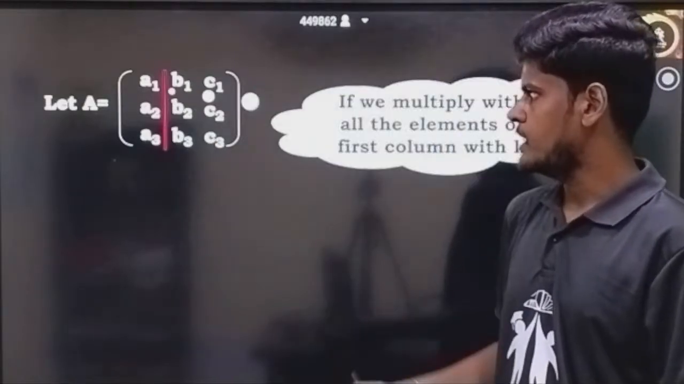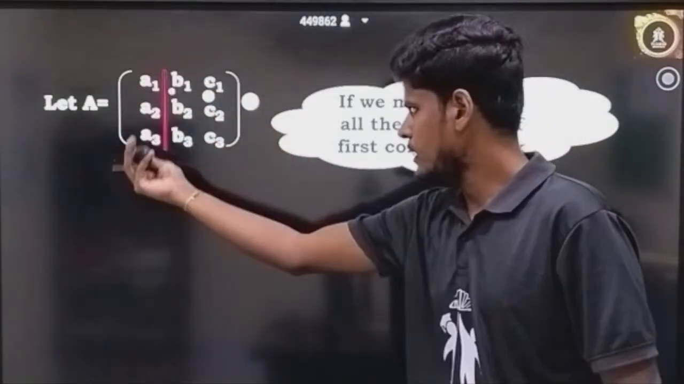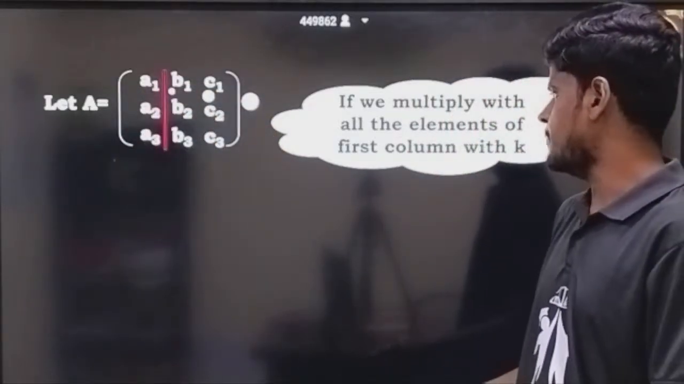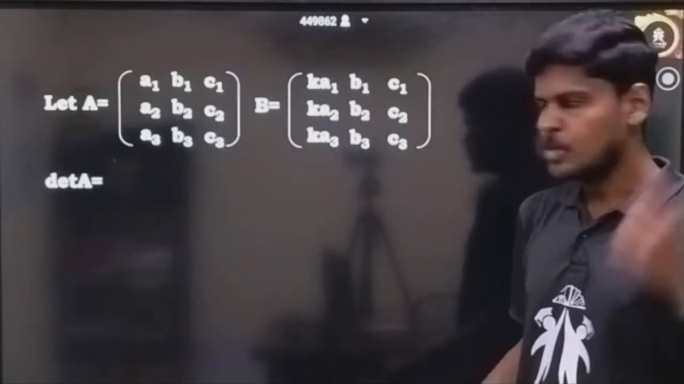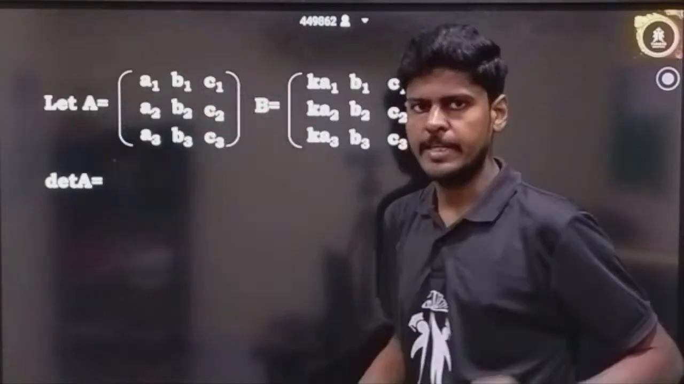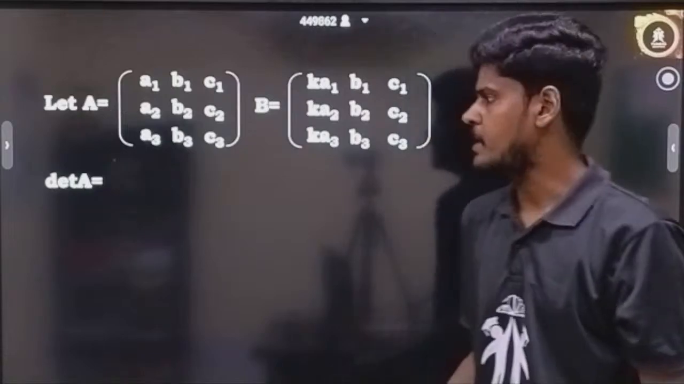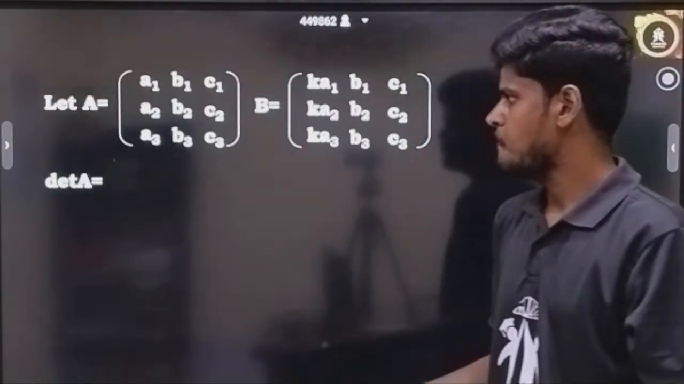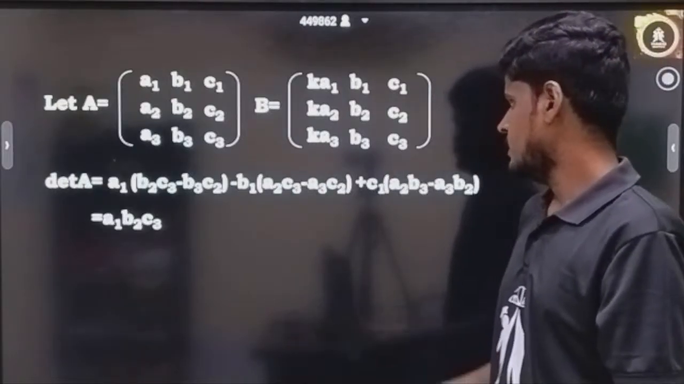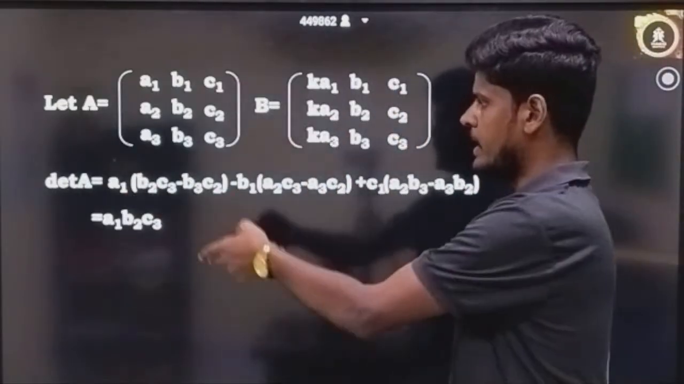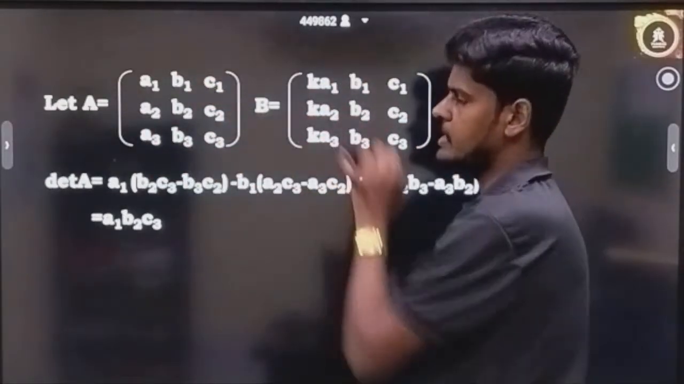Let A be equal to this matrix. Then if we multiply each of the elements of the first column with some number k, let B matrix be equal to this. Then determinant B is k times determinant A. That is what we need to prove. We can take k outside this and find the determinant of the remaining matrix. That is what this property means. We will expand and say determinant A is, let's take this value. Now if we expand, we can expand by column 1. Here also we can expand by column 1. That will be easier to understand.